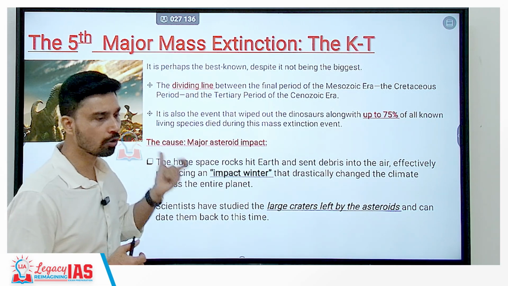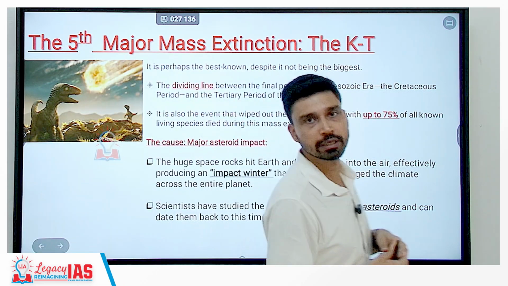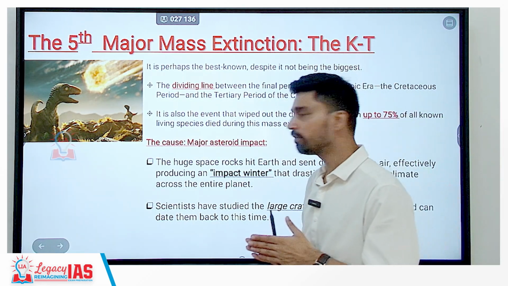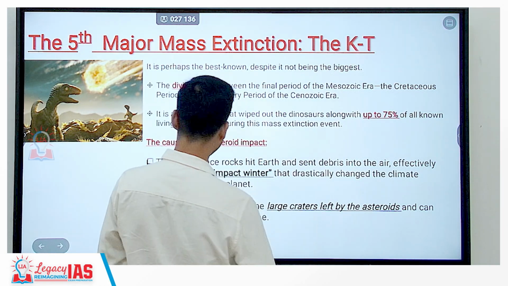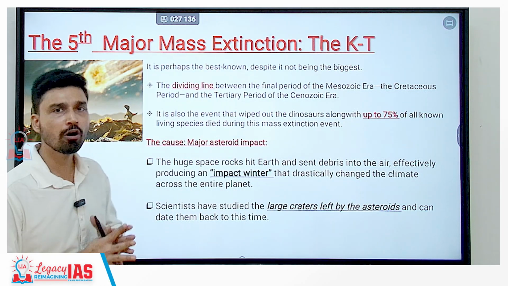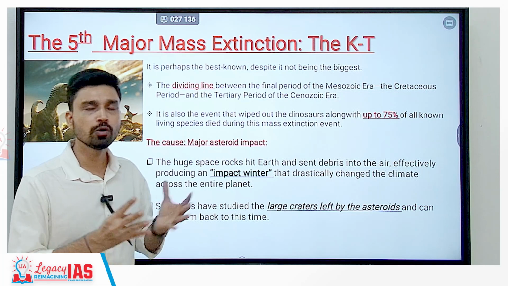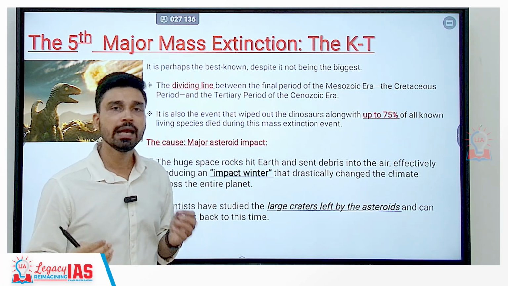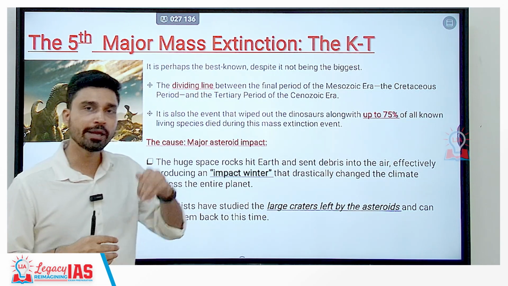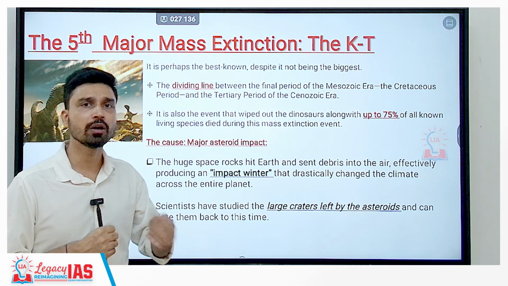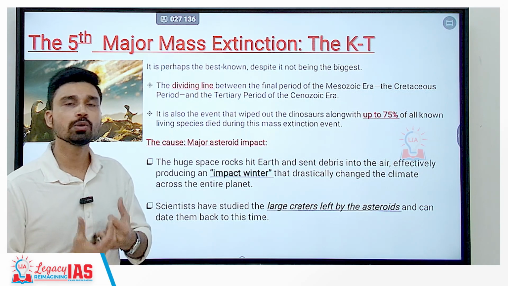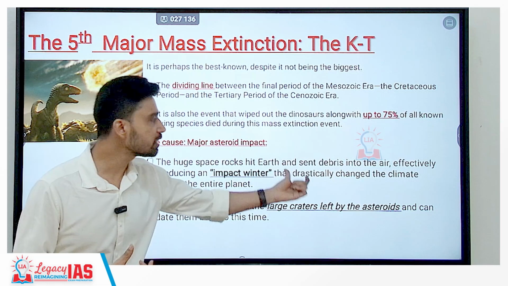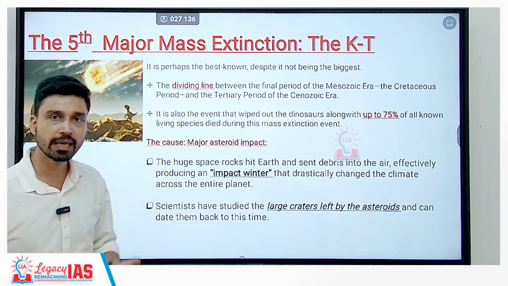Now what are the major causes behind this extinction event? So it is believed that a huge space rock hit the Earth's surface and sent debris into the air, effectively producing what we can call an impact winter, because obviously when such a huge amount of debris accumulates in the atmosphere, it will not allow sunlight to enter the Earth's atmosphere and reach the surface, and due to this warming will not happen, and that is why we call it an impact winter, and that drastically changed the climate across the entire planet.